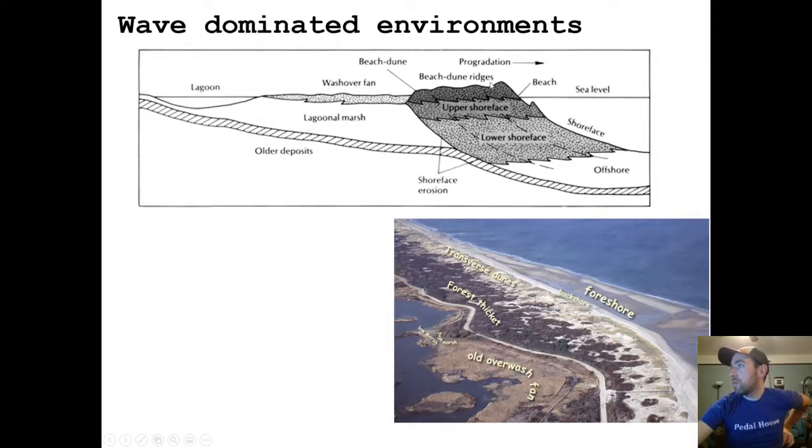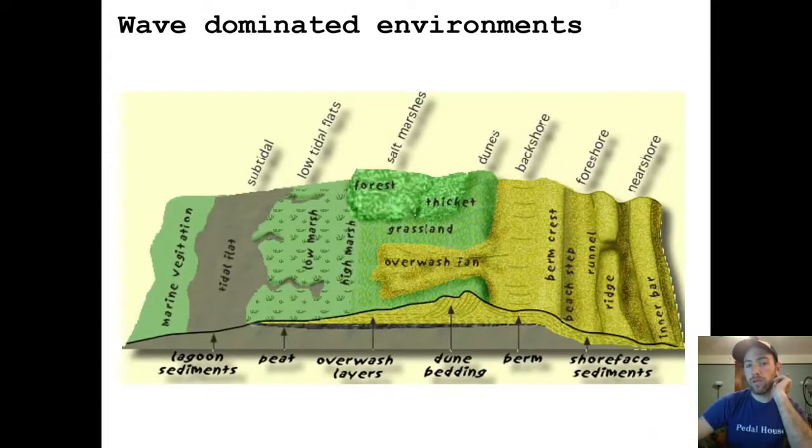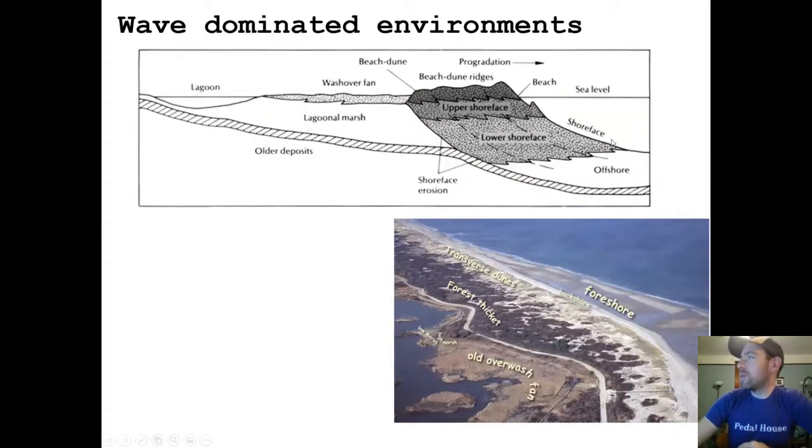But typically, when we're talking about wave-dominated environments, we're going to be interested in this region here, where we're going to look at the beach, the upper shore face, and the lower shore face, and those two are defined by their position relative to the waves and the tides that dominate in those locations. So this is a typical beach profile through a, let me go back one slide. So we'll talk a little bit about this shore face environment. We'll talk a little bit about the exposed environment here as well.